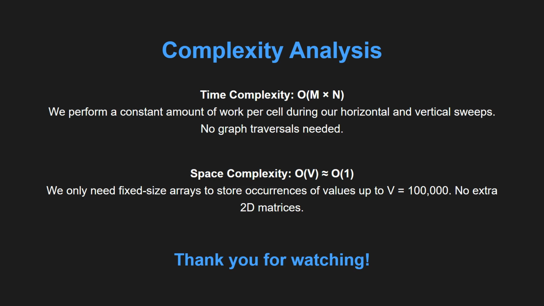For the space complexity, notice that the problem states cell values are up to 100,000. We use fixed-size frequency arrays of size 100,001. We do not allocate any dynamic 2D matrices for the sweeps. Thus, our space complexity is big O of 1, strictly speaking, or big O of the maximum value v. This is extremely efficient and guarantees our solution will easily pass all test cases.